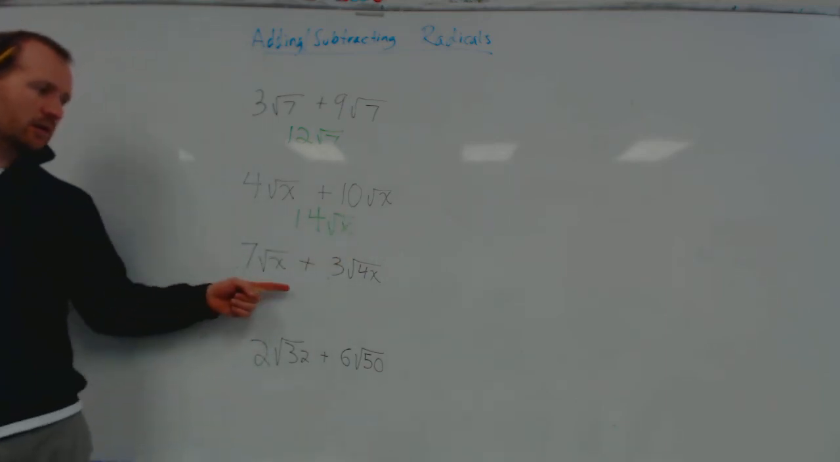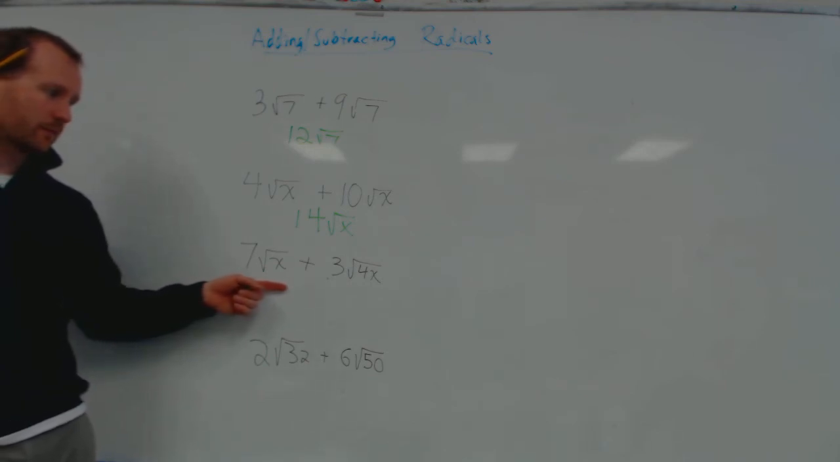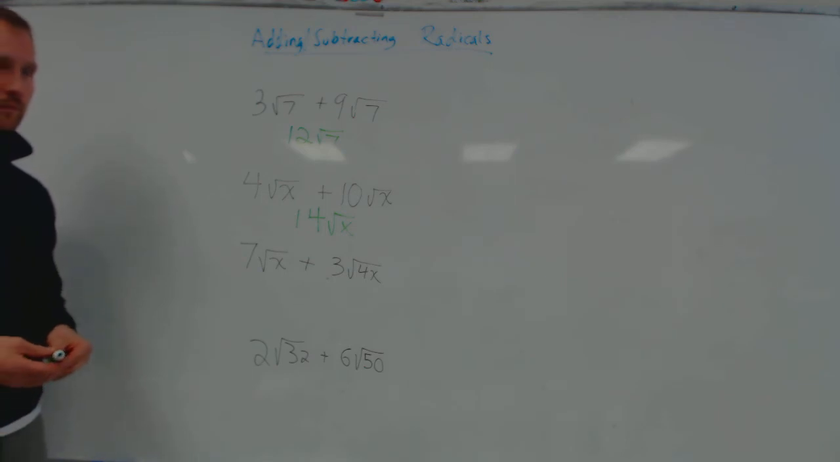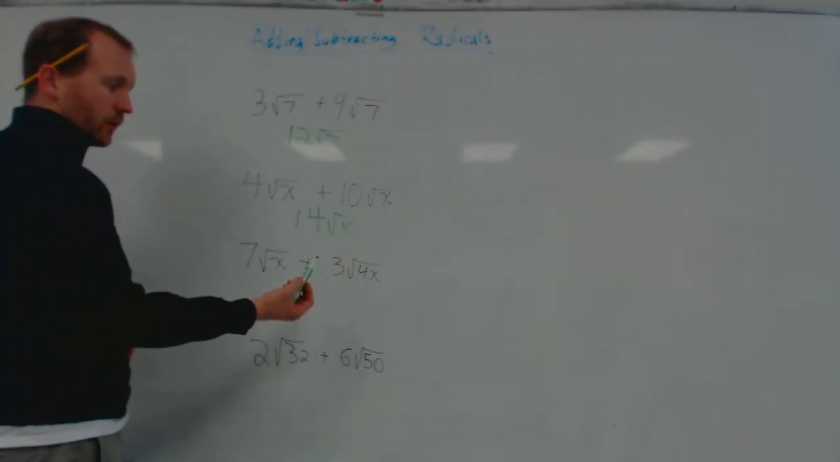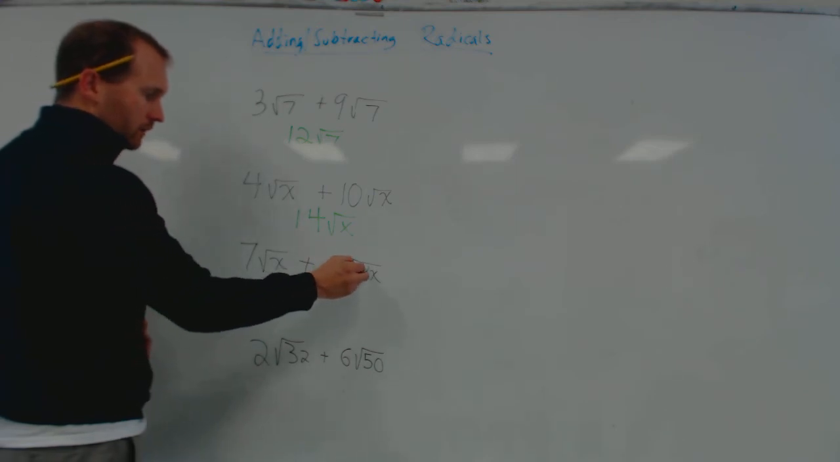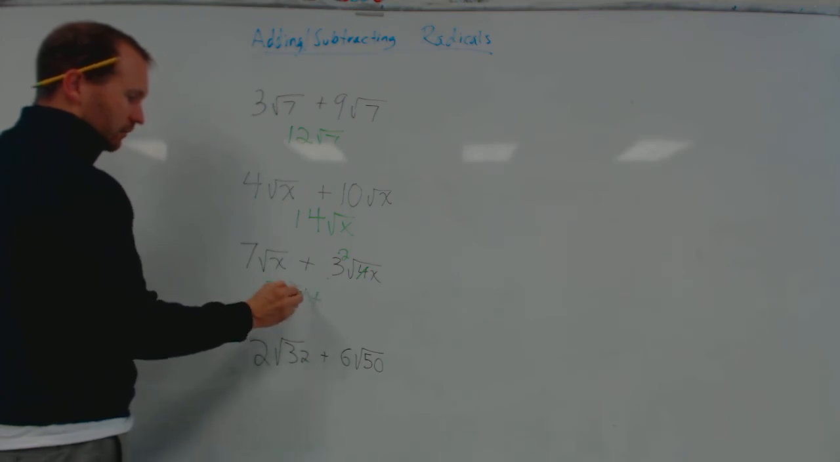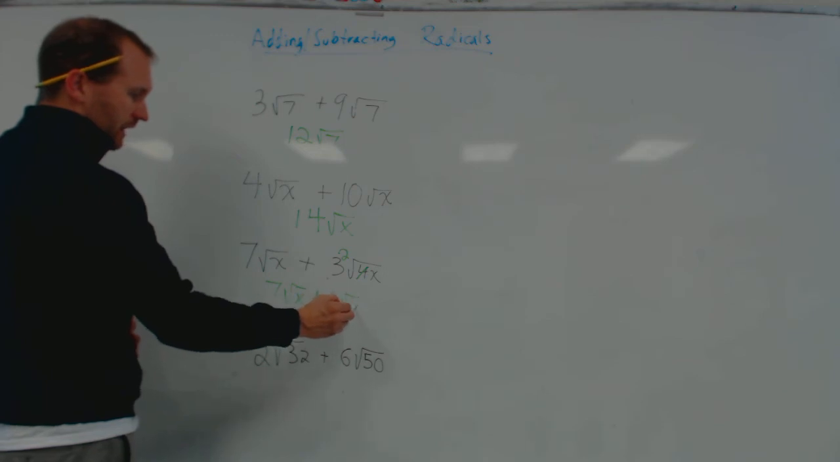What do we have to do here? You do nothing, but you can do the simple form. We can simplify the 4, can't we? Yeah. What's the square root of 4? 2. So then we've got 7 square roots of x plus 6 square roots of x.